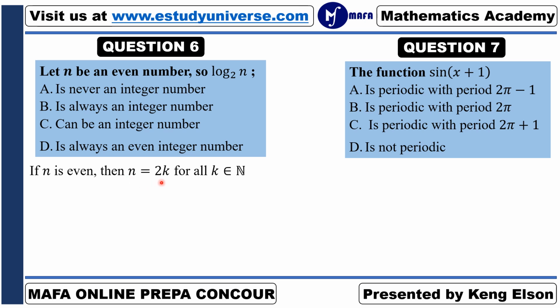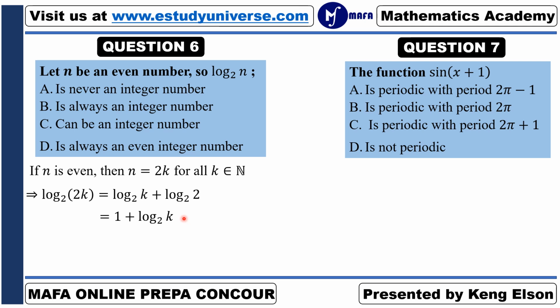So if n is an even number, then it is in the form 2k, where k is an integer in this case. Now we have to replace our n there with 2k, and then we split by using the laws of logarithm. Logarithm to the base 2 of 2k is the same as logarithm to the base 2 of k plus logarithm to the base 2 of 2. But logarithm to the base 2 of 2 is 1, and logarithm to the base 2 of k remains logarithm to the base 2 of k.